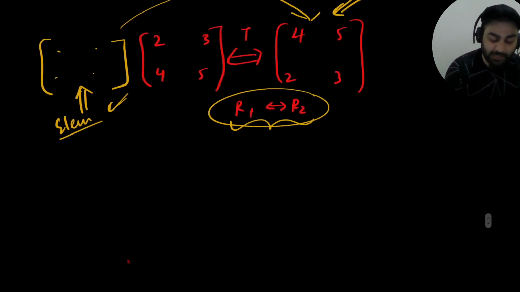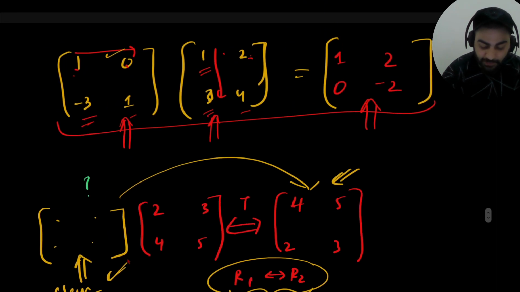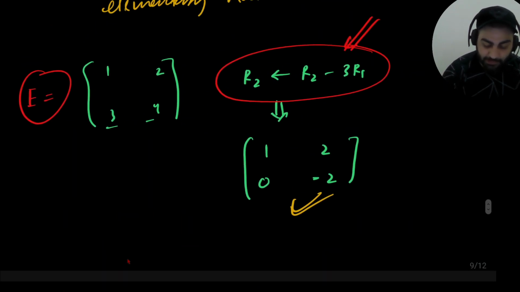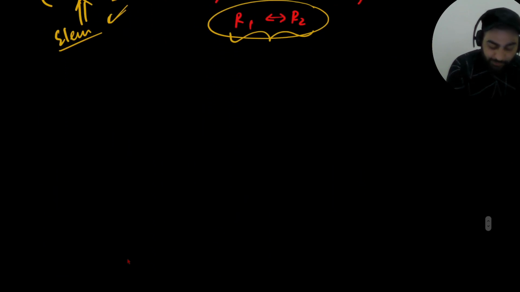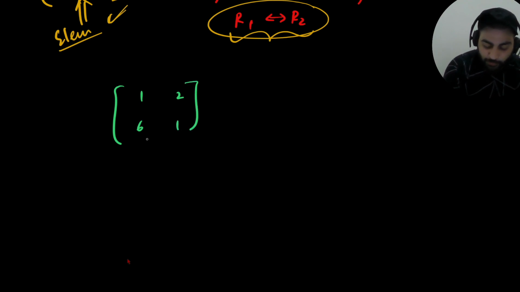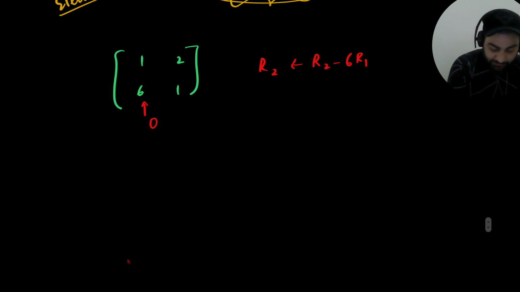Okay, let's have this question as it is. I'll again maybe explain to you this operation. Let's suppose we have a matrix 1 2, 6 1. Okay, and we want to get, let's suppose, 0 over here. In order to get 0, what I can do is R2 equals R2 minus 6 times R1. So how can I represent this with a matrix?